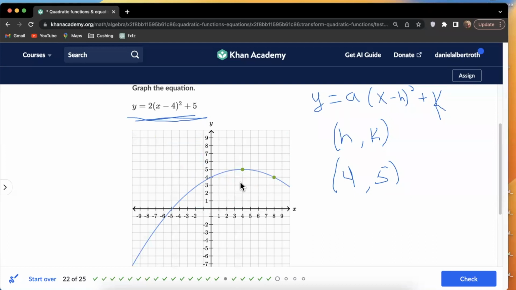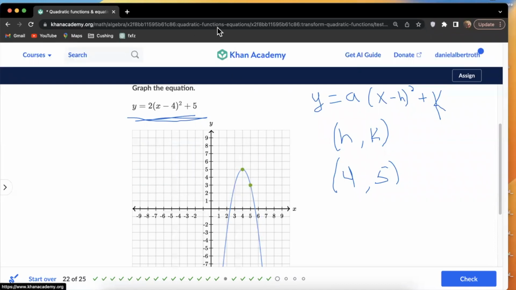This is the vertex. I know that it's going to be facing upwards, and the question is, where can I put the other points? There are different ways you can do this. I'm going to find, if x is 5, what y should be. Another way to say that is I'm going to find f of 5. If I plug in 5 for x, what will I get for y?